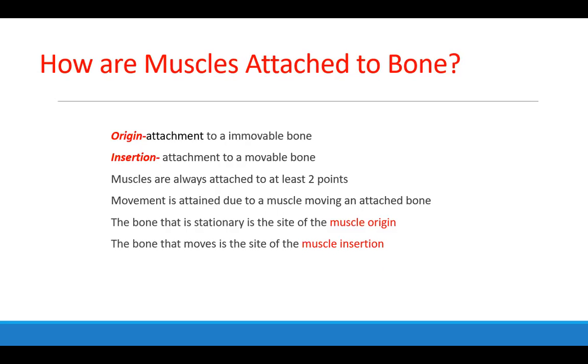And what it does is the insertion. So a muscle, the insertion of the muscle is where it attaches to the movable bone. The insertion of the biceps is going to be the radial tuberosity. Its origin is going to be the humerus.